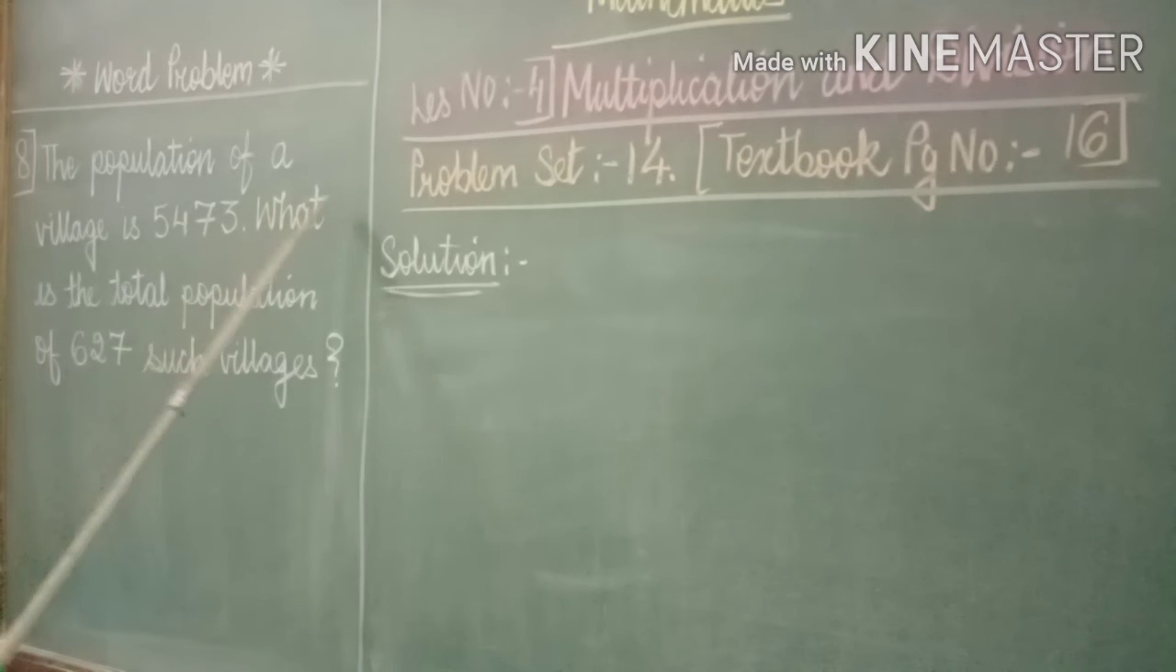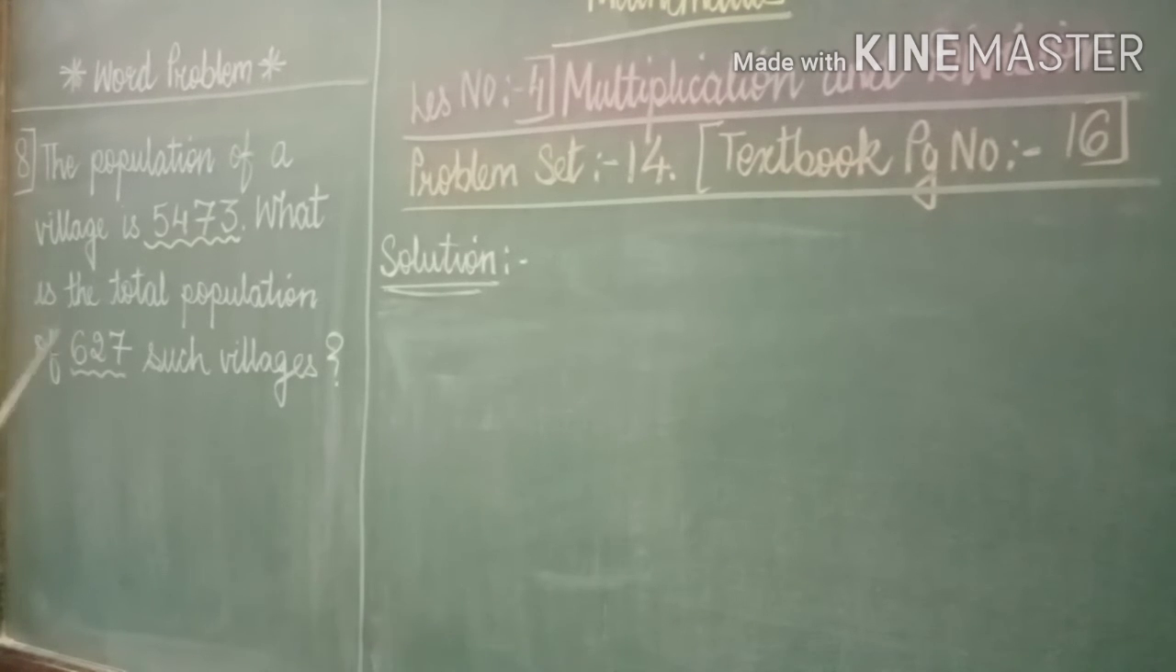The population of a village is 5,473. What is the total population of 627 such villages? We have to multiply 5,473 into 627 so that we can get the exact, or total, population of the villages. Let's start with the solution.